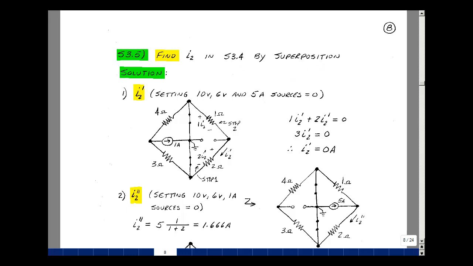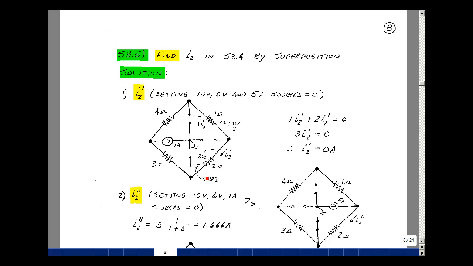Recall there were 4 sources in the previous problem. There was a 10-volt source here, a 6-volt source here, and a 5-amp source here. Let's set those equal to 0. I'm going to find I2 due to this 1-amp source. So I'll short the 2 batteries, open the current source. And this current I'll call I2 prime because it's the value of I2 due to my first source.